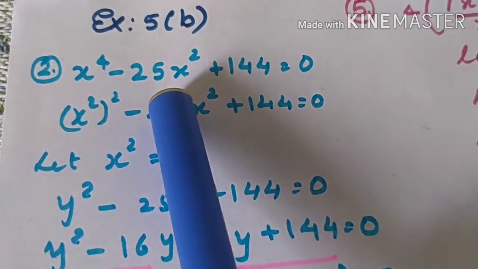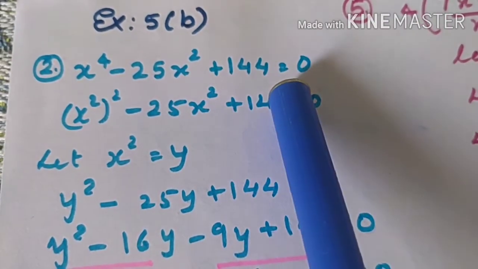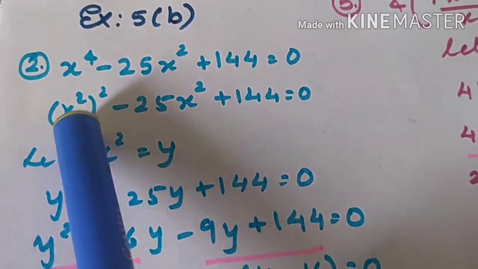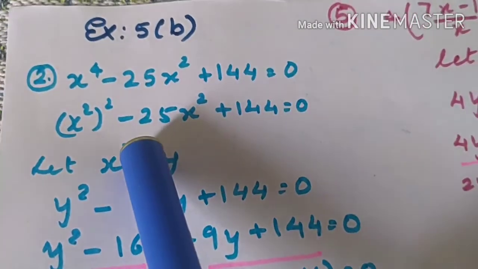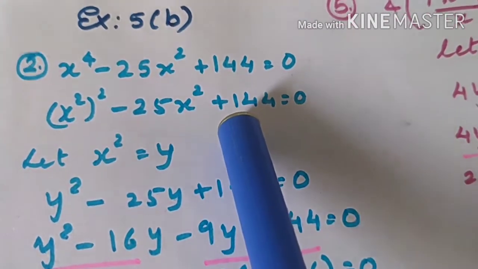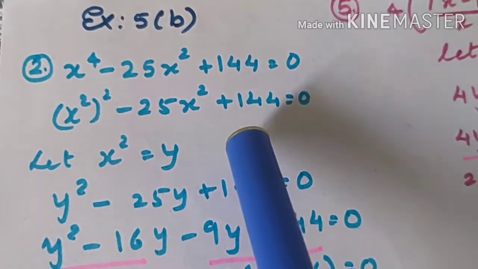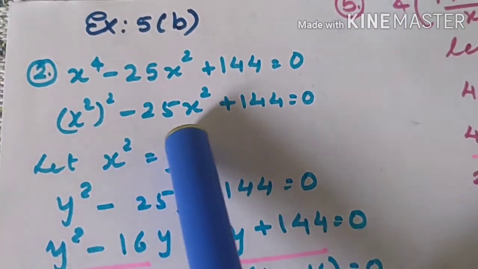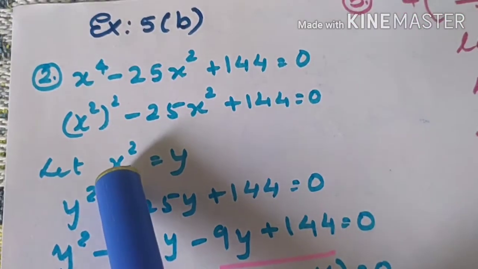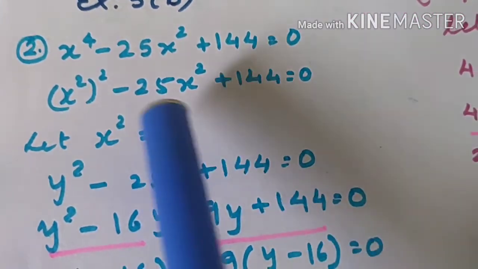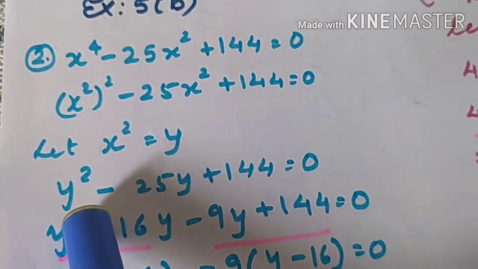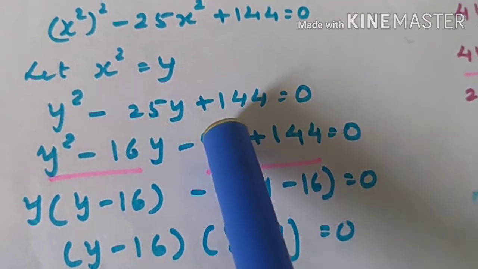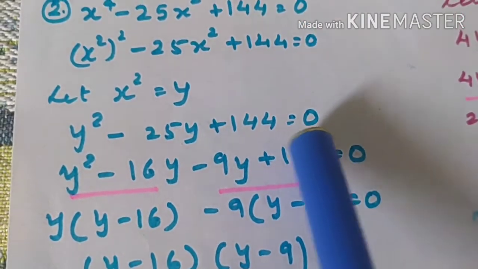x raised to 4 minus 25x square plus 144 is equal to 0. Now I am making an adjustment here: x square whole square, that is x raised to 4, minus 25x square plus 144 is equal to 0. Why am I doing so? Because I want the standard form of a quadratic equation. So now taking x square equal to y, I am replacing x square as y. So it becomes y square minus 25y plus 144 is equal to 0.